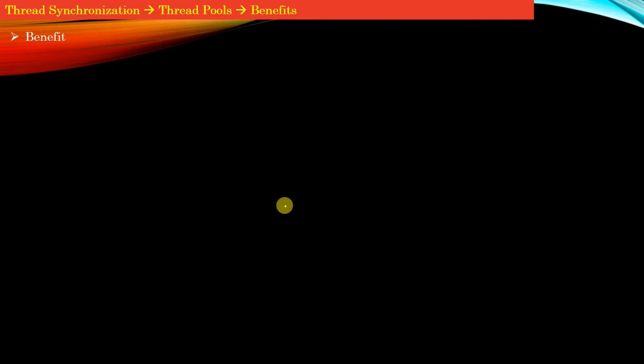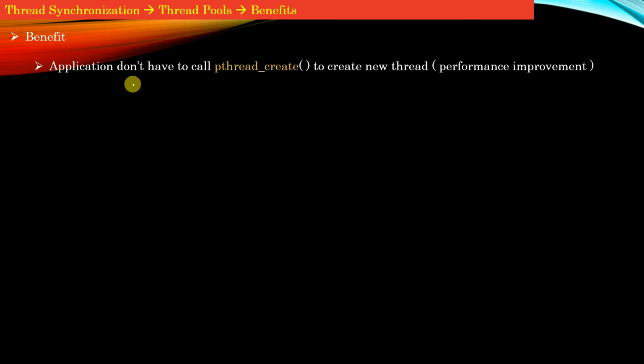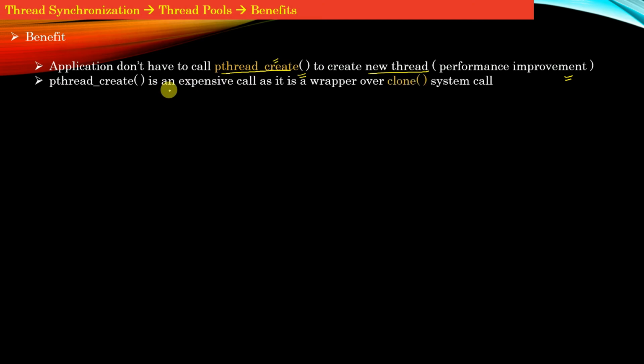So guys, now let us discuss the benefits of having a thread pool in our application. The application doesn't have to call the pthread_create API in order to create a new thread, and this leads to performance improvement. The reason is that the pthread_create API is an expensive call, as it is a wrapper over a system call, clone, and clone is a system call which actually switches your application from user mode to kernel mode or privilege mode. Right?